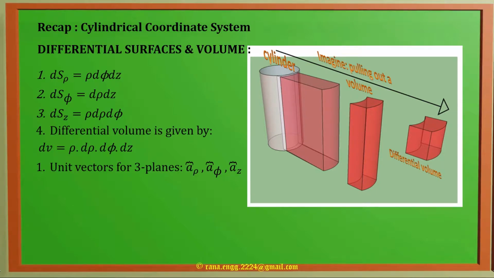In previous session we have discussed about cylindrical coordinate system. We have seen its differential components and volume. For every coordinate system we will have three directional components. For cylindrical, we are having rho, phi and z. For these three differential surface, we have three expressions. When we multiply all these differential surfaces, we get differential volume. For three directions, we will get three unit vectors or direction components.